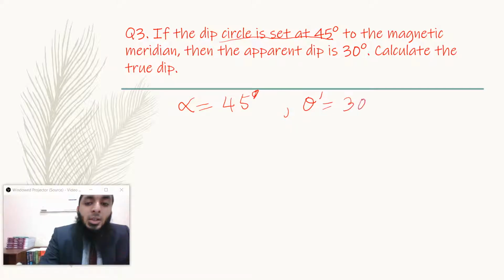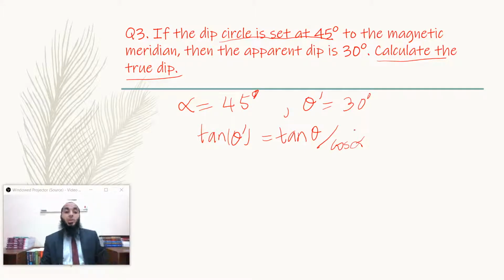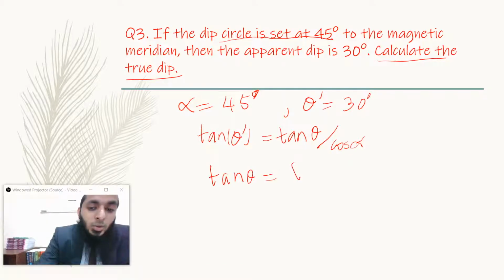Theta dash is 30 degree. They are asking to calculate the true dip. We have a relation: tan of apparent dip, tan theta dash, is equal to tan of true dip divided by cos alpha. We had seen this in the previous question, but they have given the apparent dip and they are asking you to find the true dip. So we have to rewrite the equation in this way: tan theta is equal to tan theta dash into cos of alpha.